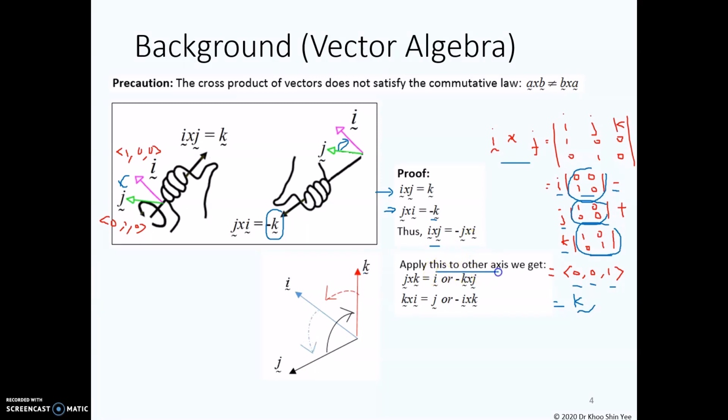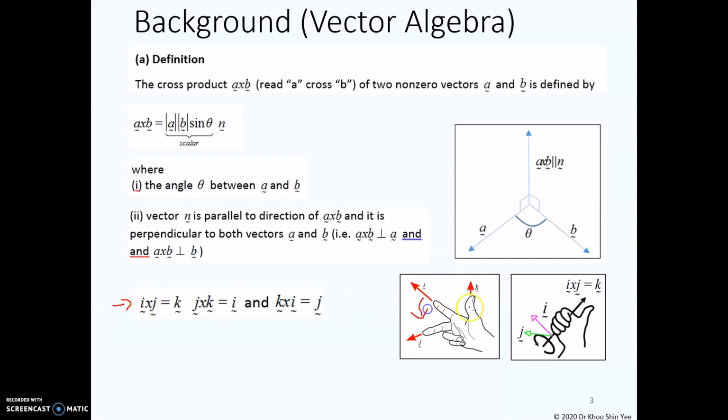You can also apply this to other axes. For example, take J cross K. By using the right hand rule, you obtain I. If you take K cross J here, then you obtain negative I. Lastly, if you take K cross I, then you obtain J. If you take I cross K, then you obtain negative J. Now you should have a better idea: when you take I cross J, you obtain K. J cross K, you obtain I. And K cross I, you obtain J. If you reverse it, J cross I, you obtain negative K. K cross J, which is here, you obtain negative I.